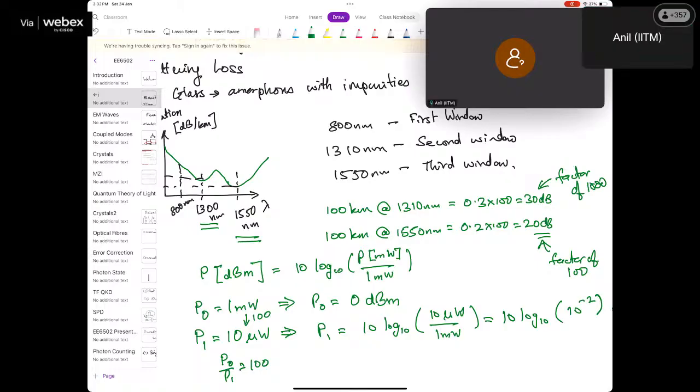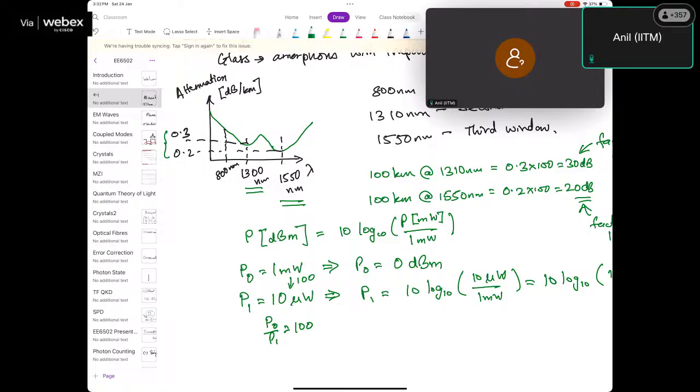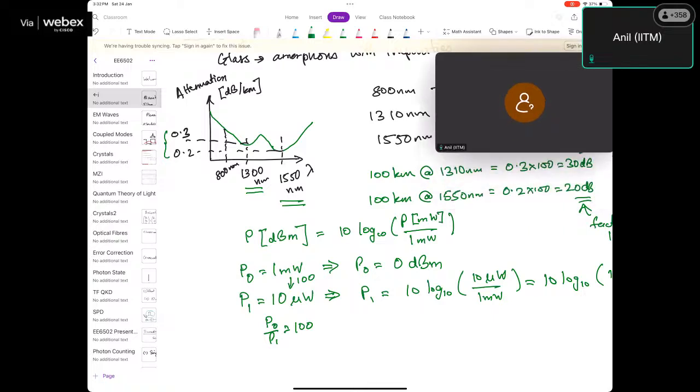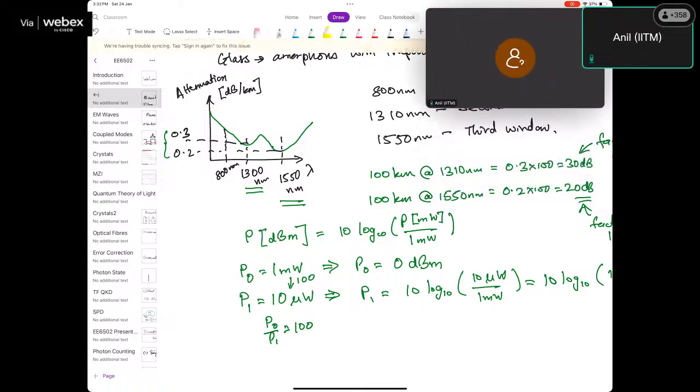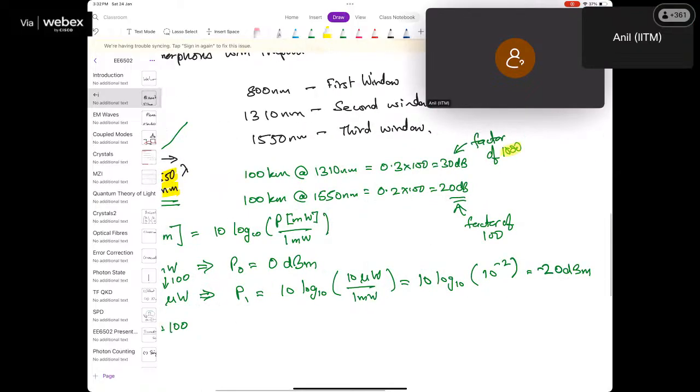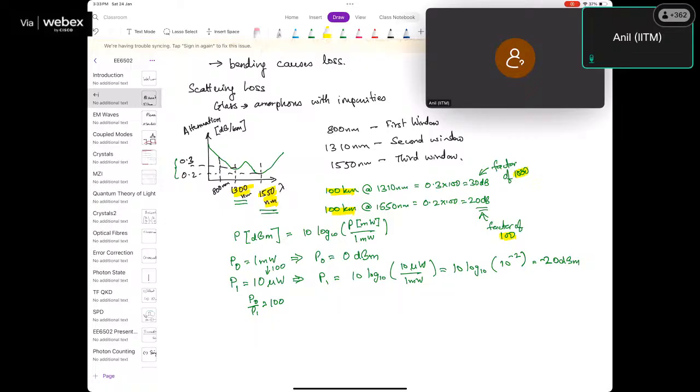So people often don't appreciate that a small change of going from 1310 nanometers to 1550 nanometers, right? Just doing this, I'm doing 1310 nanometers instead of 1550 nanometers, means that I end up losing 1000 times more power instead of 100 times more power over the same distance of 100 kilometers. That is a problem, right?